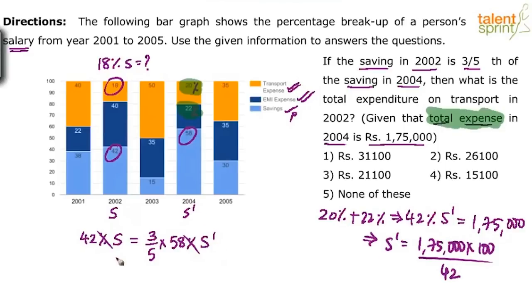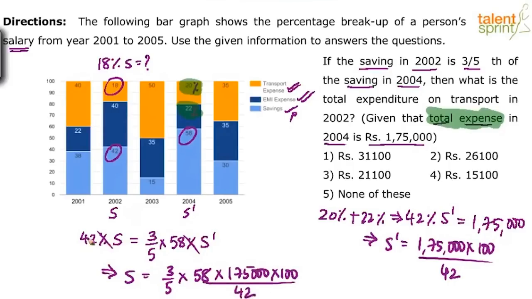Right? So from this we can say S is equal to 3 by 5 into 58 into S dash. Now what is this S dash? We have just calculated: 175,000 into 100 upon 42. And remember this 42 also will come here. Right? 42% of S, 42 into S is 3 by 5 into 58 into S dash. So S will be 3 by 5 into 58 by 42 of S dash. And S dash is 1,75,000 into 100 upon 42.